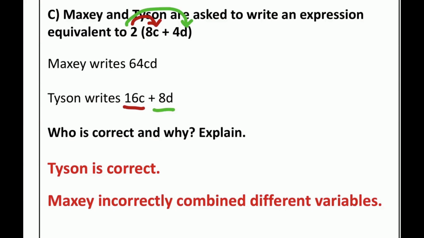Think about these like 16 cats and 8 dogs. You cannot combine them to make cat dogs. They are separate animals, you can only combine your variables if they're the same. Now, if this was a C, you could combine them and make 24C. But because they're separate variables, we keep them separate.